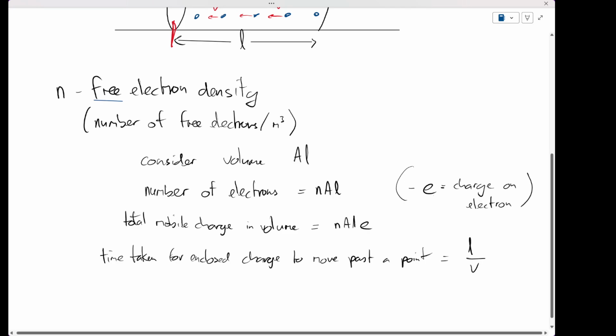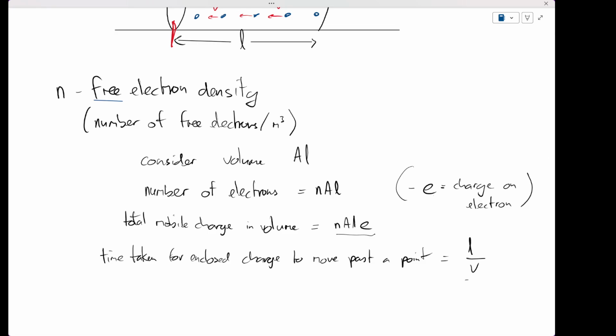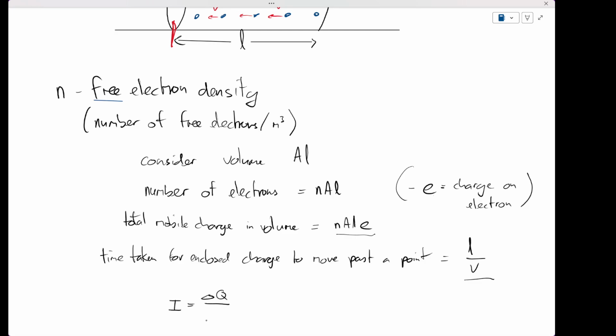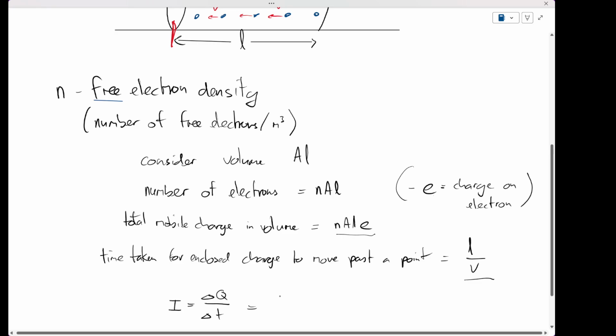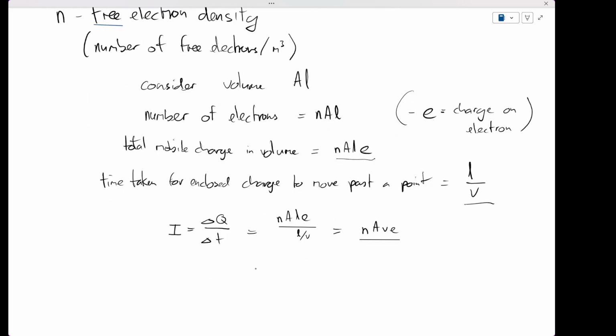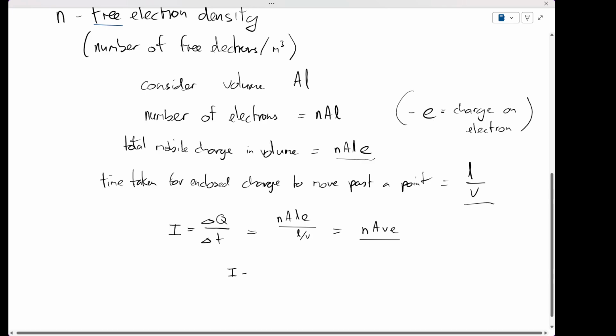Now we've got a total charge that gets transferred, and we've got a time taken. Current is, of course, rate of flow of charge, so we can write current as charge transferred divided by time taken, and we'll find that the length of the section of wire that we consider should cancel out of our consideration, which makes sense. And we get this final expression, I = nAve. So this allows us to calculate the drift velocity in a material.